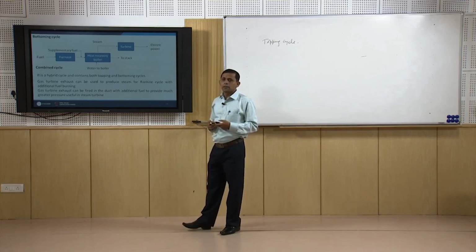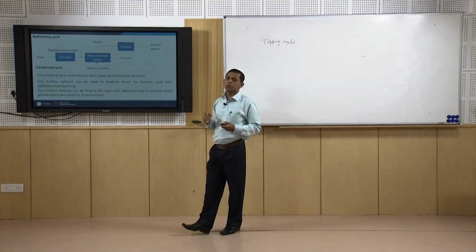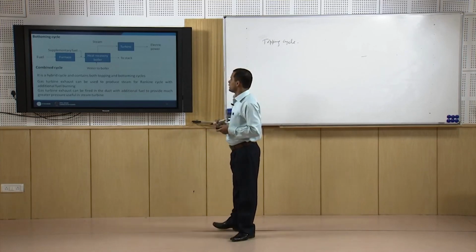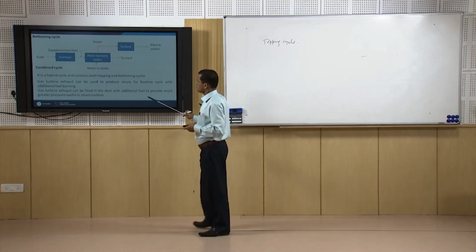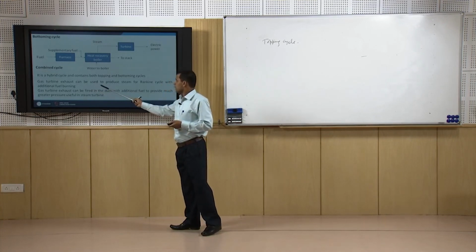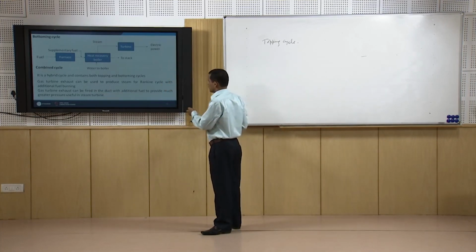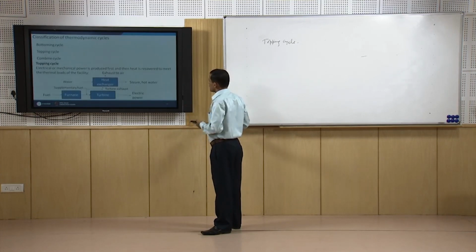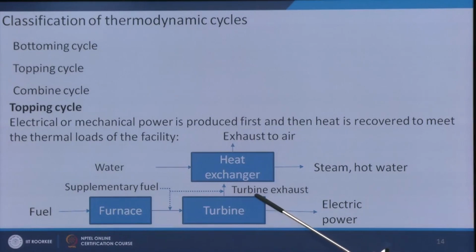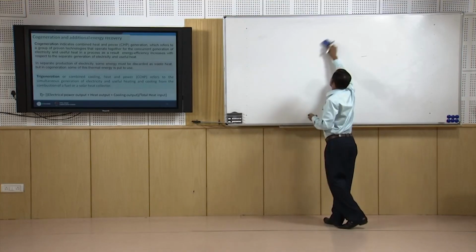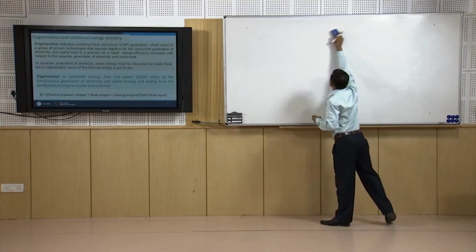So, the combined cycle means both topping and bottoming cycles will be used simultaneously. The gas turbine exhaust can be used to produce steam for the Rankine cycle, with additional fuel burning. So, in the first case the turbine exhaust is going here and we are producing steam or hot water. If we use that steam for electricity production using a steam turbine again, then this will be called a combined cycle. Now, by using different cycles and a number of turbines we can improve the efficiency.